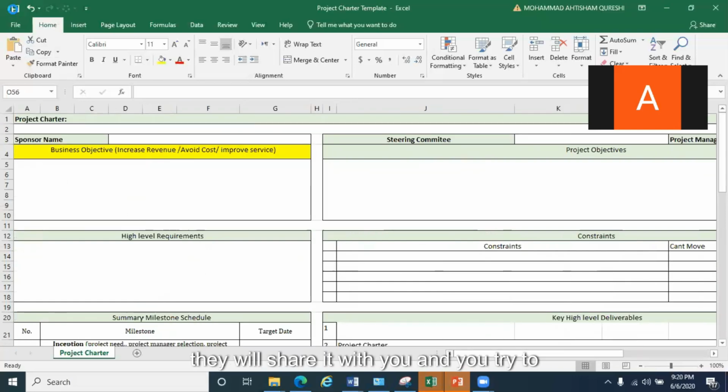I will share it with you, and you try to fill it. Try to fill it for some of your projects and show me in the next class. I'll try to fill it for my project. Good. Okay, then I'll show you.